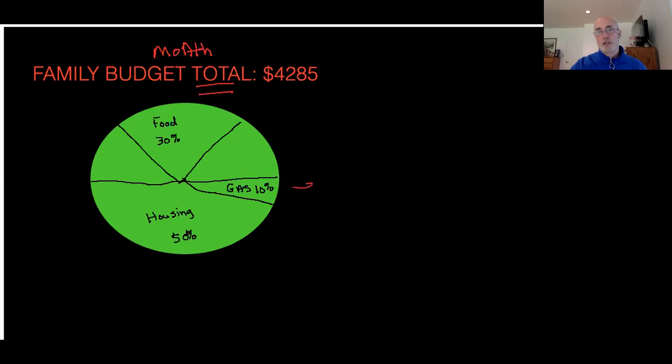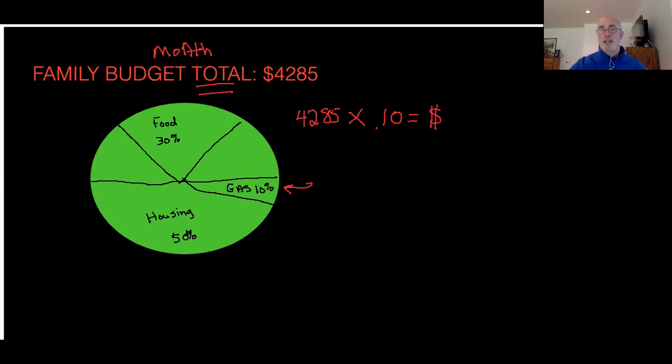Well, I look over the gas, it's 10%, right? 10% is 0.10 as a decimal. If I take their total here, 4,285, and I multiply that times 0.10, okay? That's going to tell me actually in dollars how much money they're spending on gas.